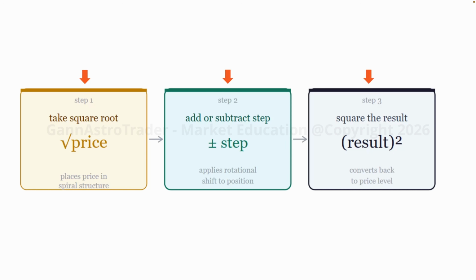We begin by taking the square root of a base price, which places it within the spiral structure. We then add or subtract a chosen step value to represent a rotation. Finally, we square the result to convert it back into a price level. This process allows us to move from price to rotation and back to price again.